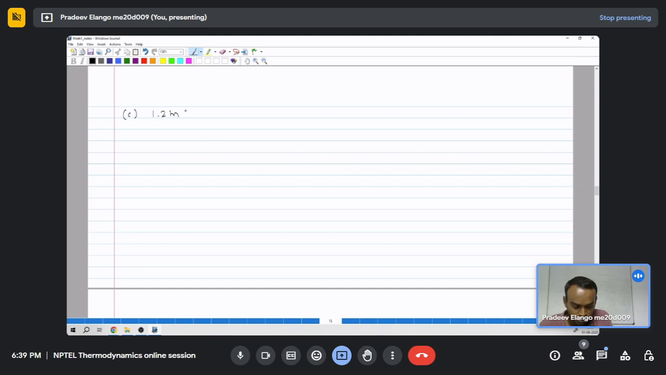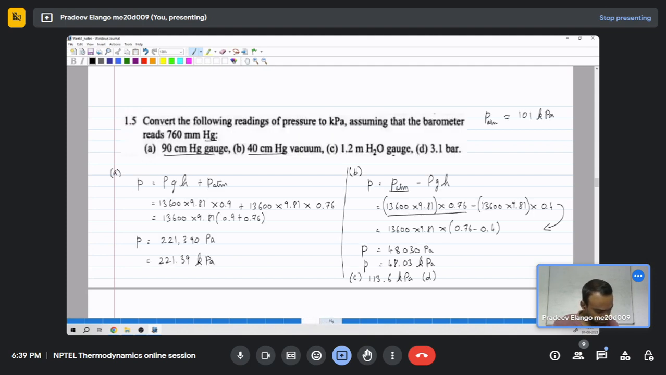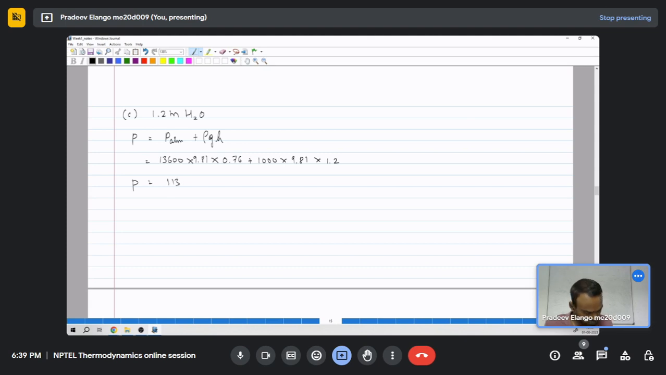C is 1.2 meters H2O. So the pressure is P atmosphere, which is 13,600 into 9.81 into 0.76, plus, and for rho, since it is water, it is 1000 into G is 9.81 into H is 1.2, and it is 130,600 pascals, and it can be written as 113.6 kilopascal.